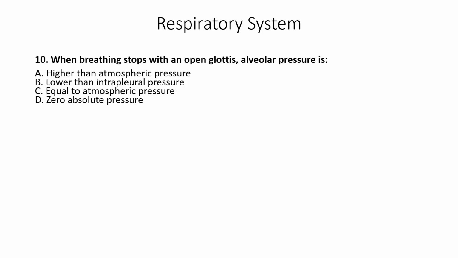So the right answer here is absolutely right. It's option C, which is equal to atmospheric pressure. So what's going on here is that when airflow stops, the alveolar pressure becomes equal to the atmospheric pressure because there's no pressure gradient anymore. There's no airflow, right? So in that case, everything will equilibrate, but the glottis is open, meaning that the air is sort of equilibrating in the entire respiratory canal. In that case, the alveolar pressure will become the same as the atmospheric pressure.